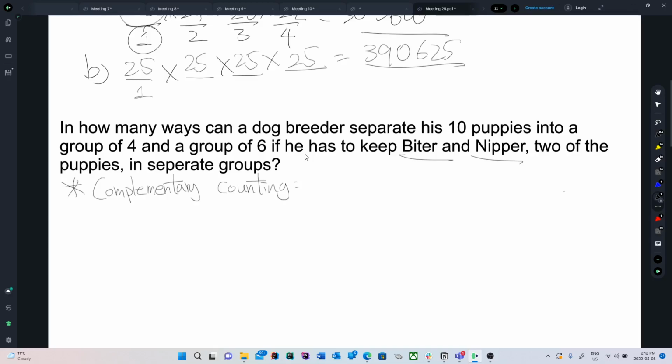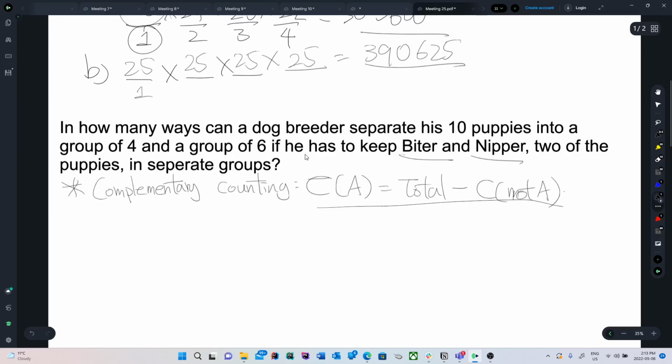Basically, how this concept works is, let's think about it this way. If we want to count the number of items A, we can think about it as having the total items and then subtracting the ones that are not A. So we can think about it something like this. And the second concept that I want to talk about is called casework.